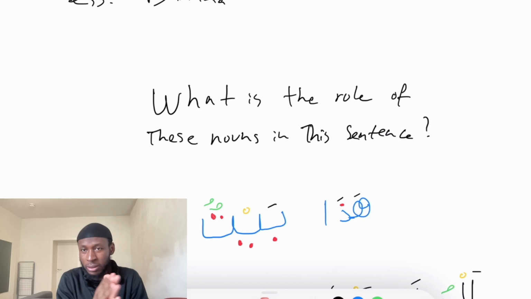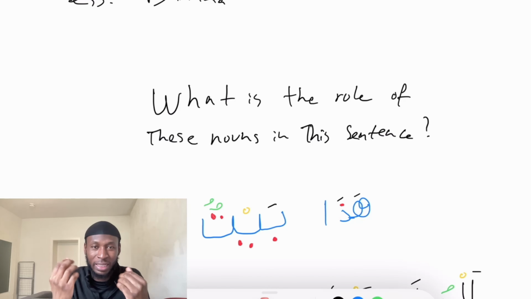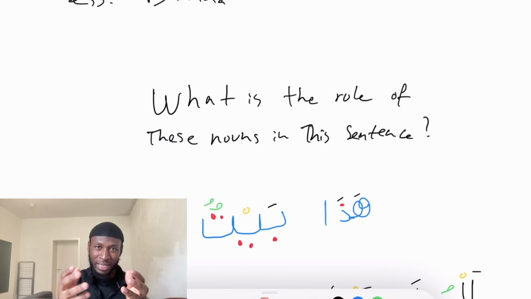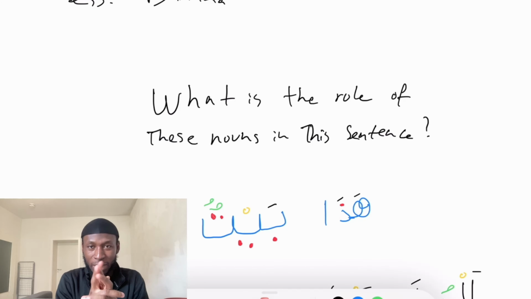So first of all, let's give the definition of a sentence. A sentence is a group of words that, when put together, give a sense, a meaning. Something that makes sense. That is the definition of a sentence. Now, in Arabic, we have two types of sentence.